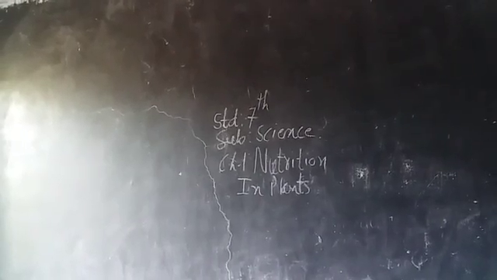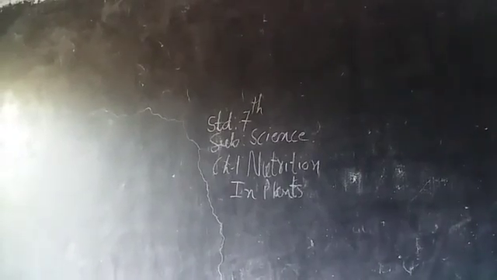Number 3, Autotrophic Nutrition: the mode of nutrition in which organisms synthesize their food by themselves from simple substances is called autotrophic nutrition. Next, number 4, Heterotrophic organisms: the mode of nutrition in which the organisms depend on plants or animals for their food requirement are called heterotrophic organisms.